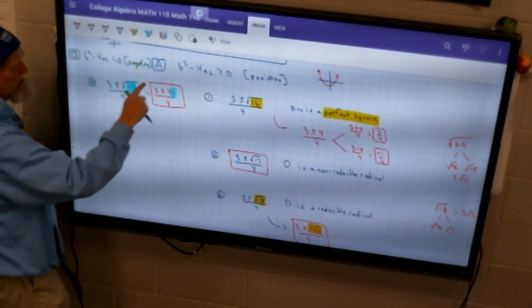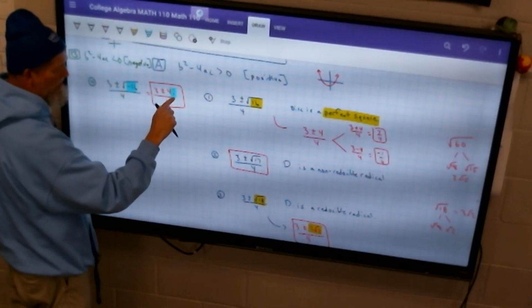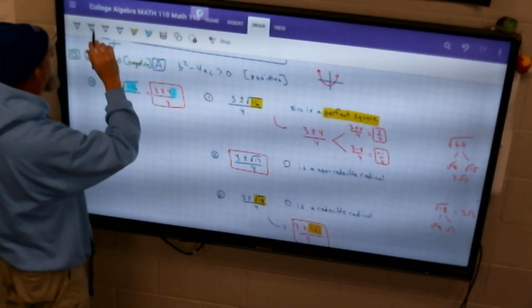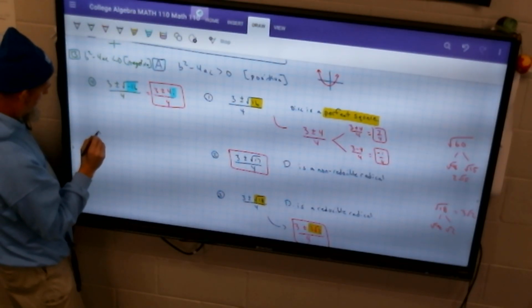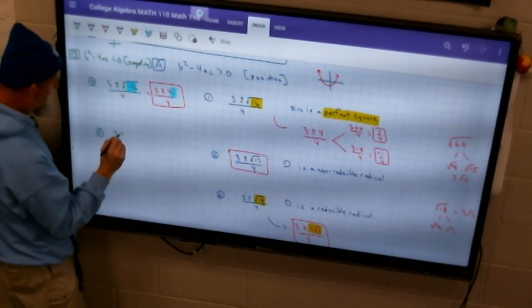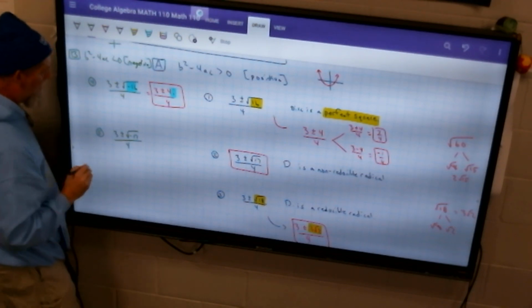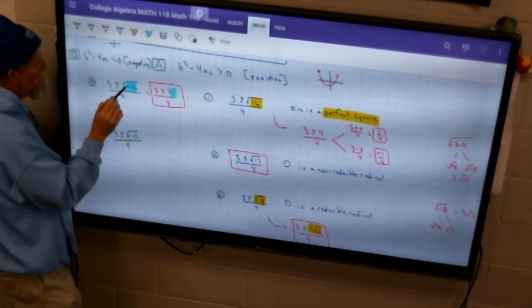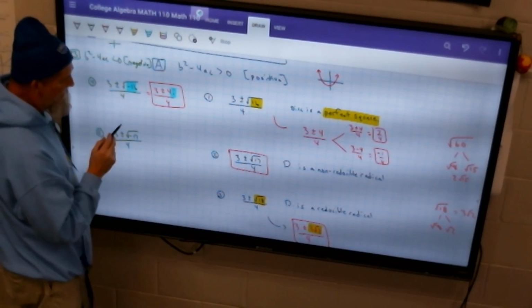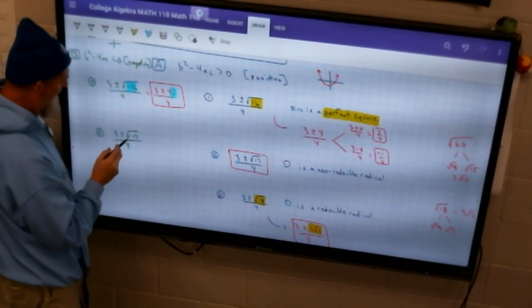So let's see the difference between positive and negative. The difference is I'm going to have a little i there. Okay, you're going to see that a lot. So the next one, number 5. I would have something like 3 plus or minus the square root of negative 17 over 4. So here I had a perfect square with a negative. Here I have a non-reducible radical with a negative.